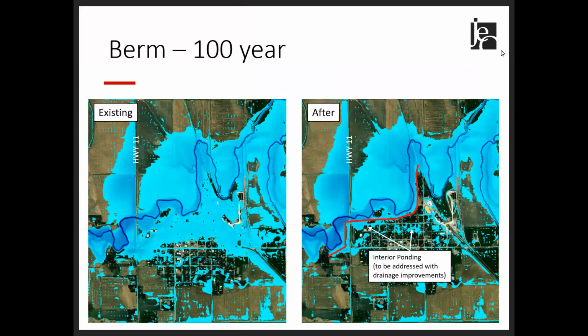Here's a before and after of the model showing the effects of the berm. You can see the berm shown in red. The after shows almost a near elimination of the floodwaters in North Loup. The small amount of blue you can see is interior ponding, and this would be addressed with interior drainage improvements. However, the berm holds back the riverine flooding and protects North Loup from the flood effects.